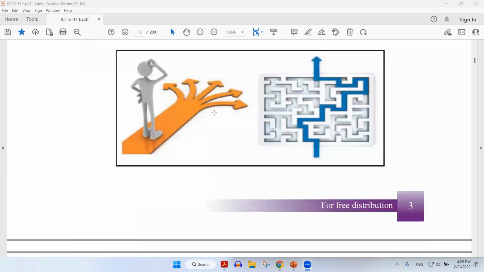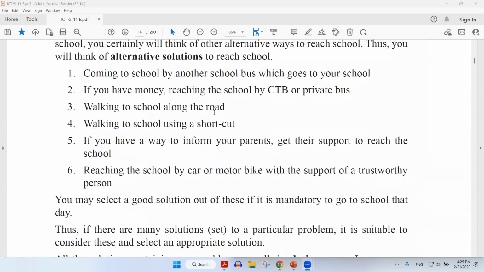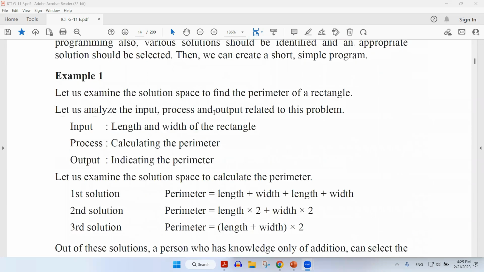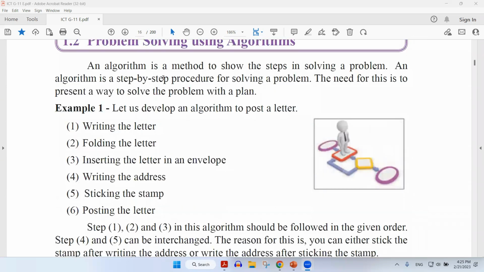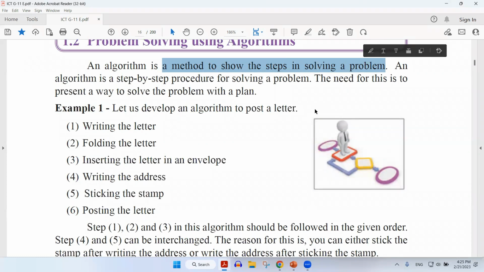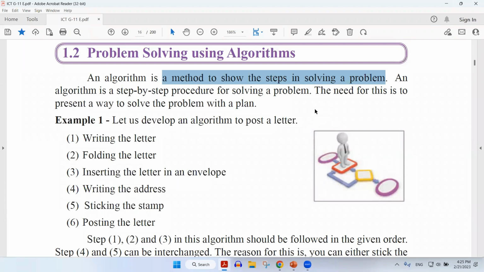And in the programming field, we call this an algorithm, right? So an algorithm in programming jargon is a method to show the steps in solving a problem. It's programming jargon, people, right? In programming we use the word algorithm. We can even use it in day-to-day life, but algorithm goes mostly with programming jargon. When we are illustrating an algorithm, there are two ways that we can illustrate it.